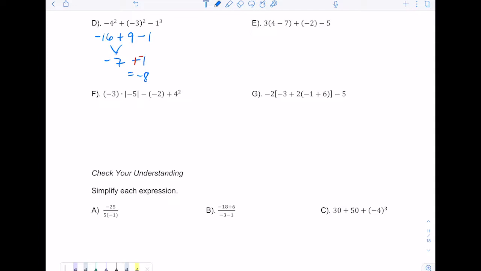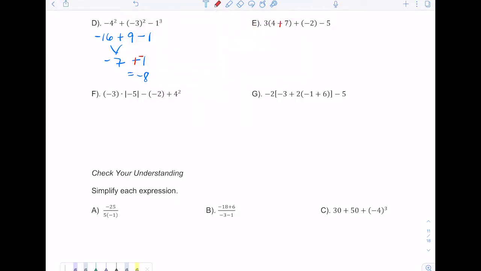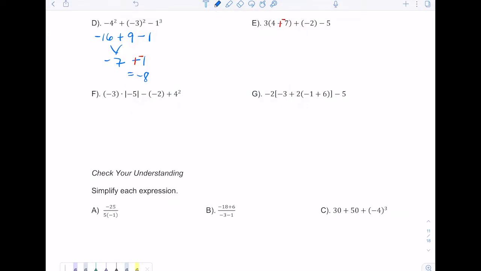For letter E, I've got parentheses I need to deal with. So I'm going to take care of 4 minus 7 first. So I'm subtracting, change the minus to a plus, change the sign of the second number. 4 plus -7. The signs are different, so I'm going to need to subtract, take the sign of the bigger number. 7 minus 4 is 3, and 7's bigger, and it's negative. So I've got 3 times -3, and then plus -2 minus 5.